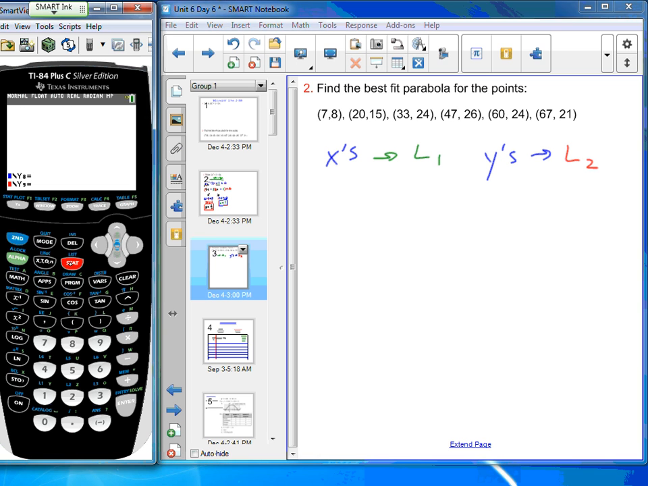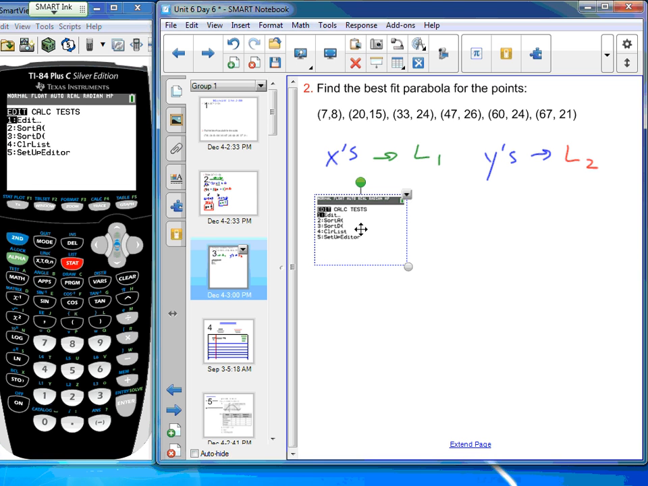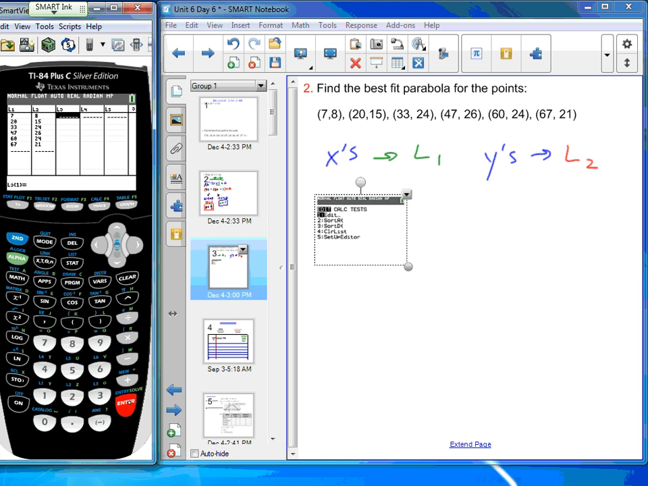So we go stat, edit, and in the interest of time, I've already entered my x values in there for list 1. I've entered the corresponding y values in there for list 2, and we want to make sure that those match up. And so it looks in each case that we have the same number of x's and y's, so we avoid a dimension mismatch error from our calculator.